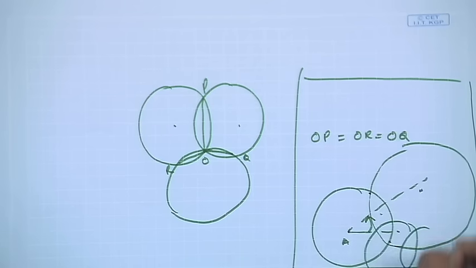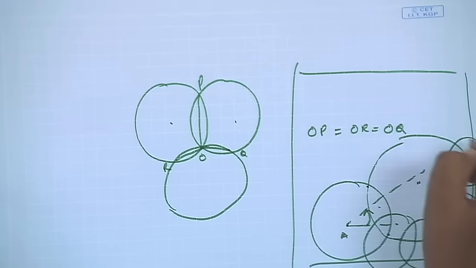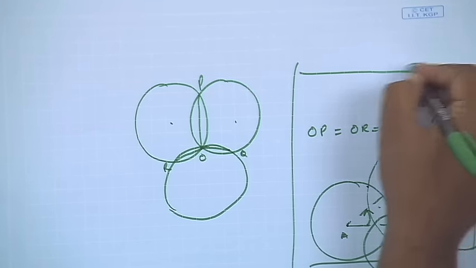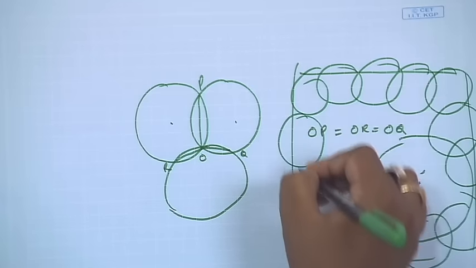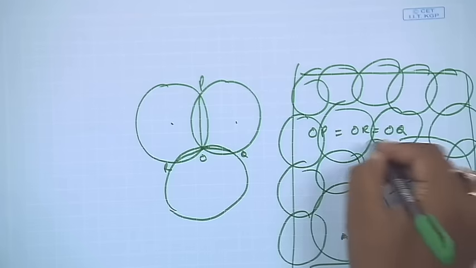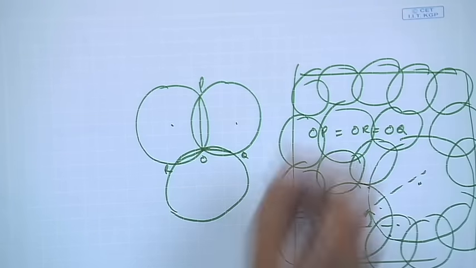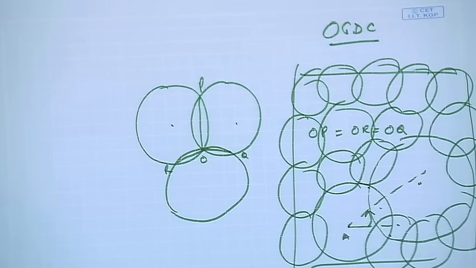So, what is going to happen? Like this, what we are going to get is all the crossings getting covered with a minimum number of sensor nodes. So, this is how the OGDC algorithm works.